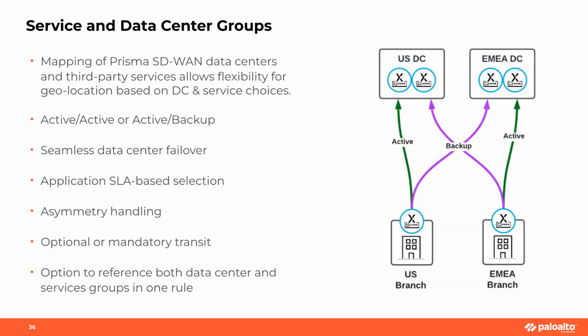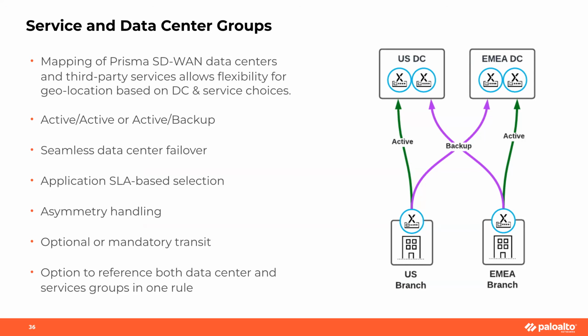Okay, so service and DC groups. The service and DC groups allow you to map Prisma SD-WAN data centers and third-party services, typically some kind of security service, to allow your traffic, or your transitory traffic, to go to a specific destination. This destination could be a Prisma SD-WAN DC, a Prisma Access location, or some third-party security services that you have, and traffic from the branch that is not going directly out to the internet, but we want it to go to a data center.